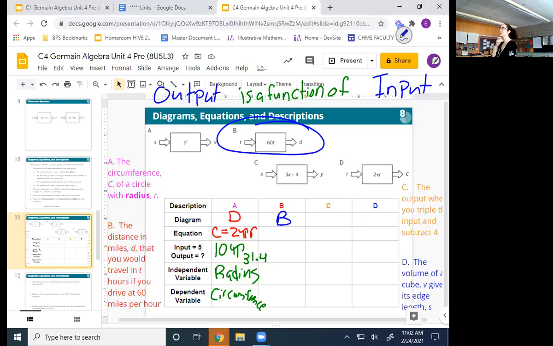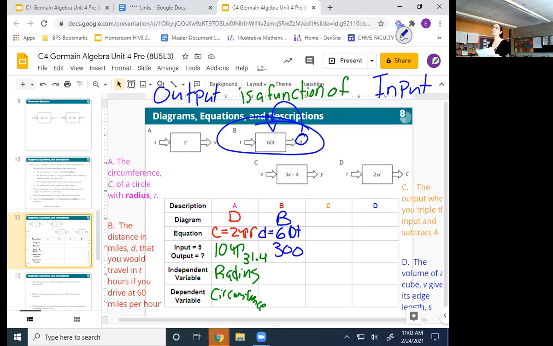Thank you. Also, Aiden. So then if we wrote the equation, we take the output, D, and we set it equal to what's inside the function machine. D is equal to 60T. You're not just going to say 60T. You need to set it equal to that letter, that variable for the output. Then when you plug 5 in for T and solve, you get a value in output of 300.